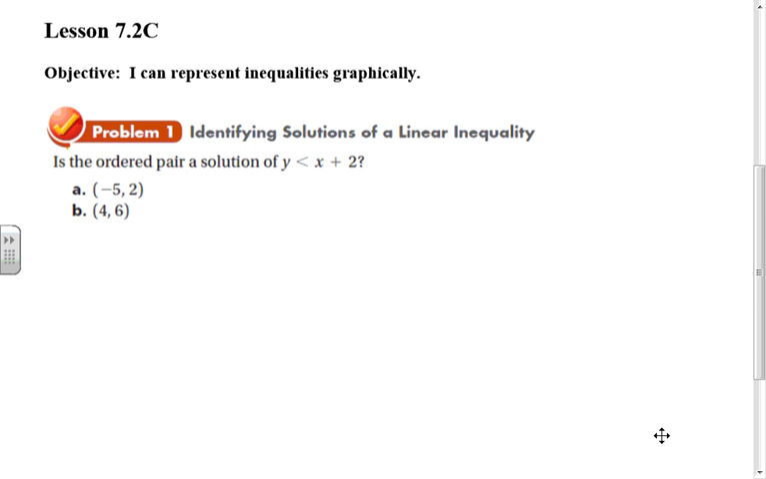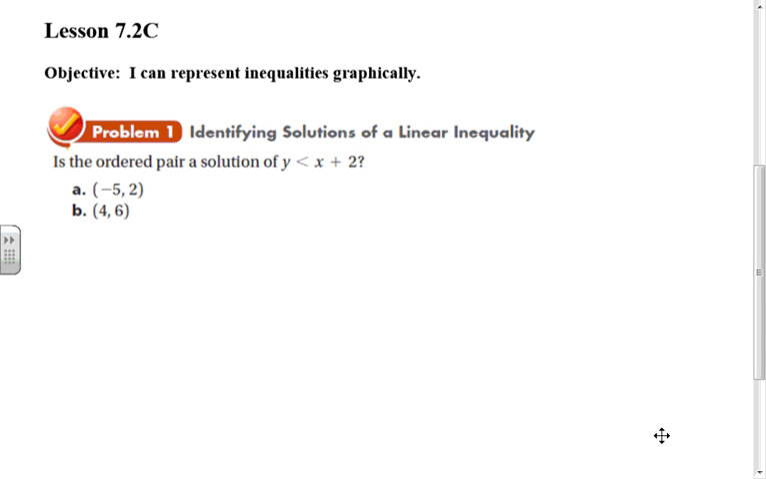Hey students, this is lesson 7.2C, the last of the video lessons in unit 7.2. And in this one we're going to learn how to represent inequalities graphically when they have two variables.